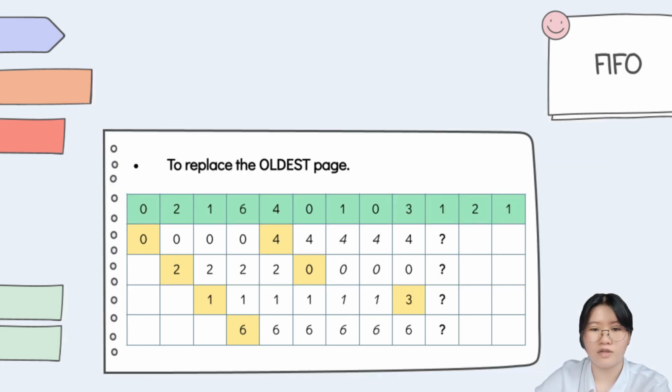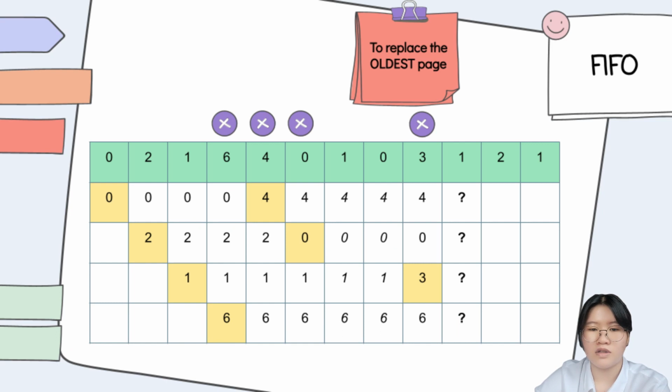Now, we need to insert 1 into the memory, but same thing. The frames are full and 1 is not in the memory. In this case, we need to find the oldest page, and the oldest page is 6. So we remove 6 and insert 1 into the frame, and 1 becomes page 4. We insert 4, 0, 3, and 1 into each frame.